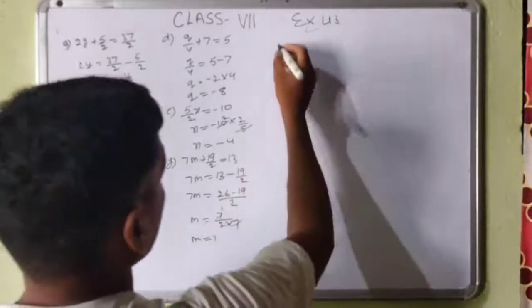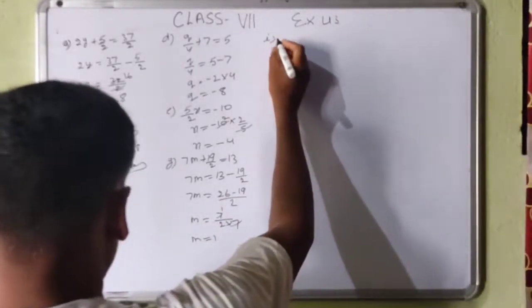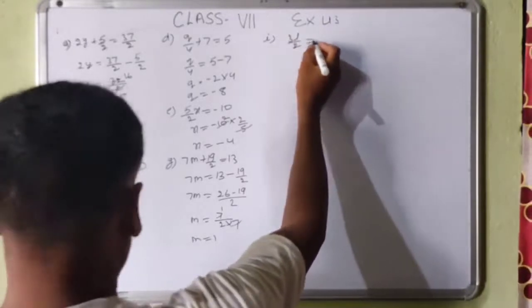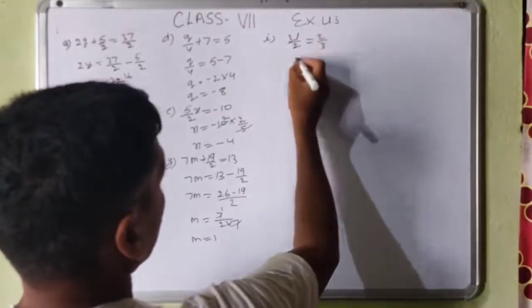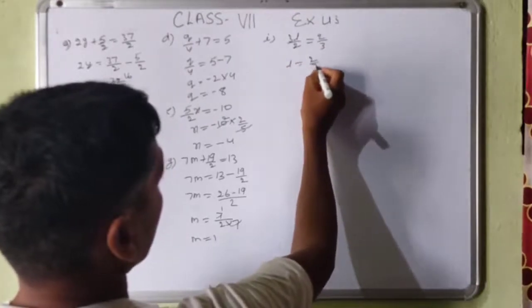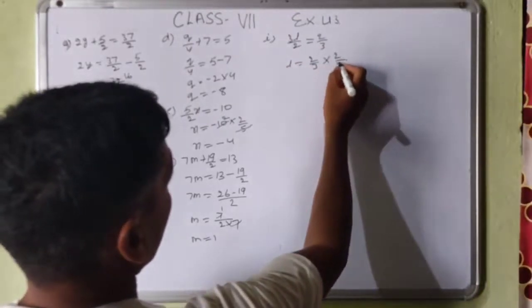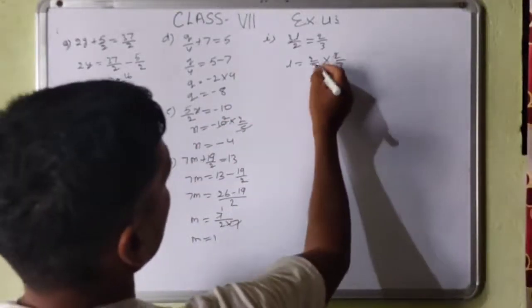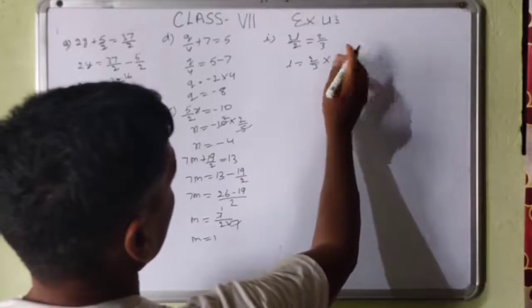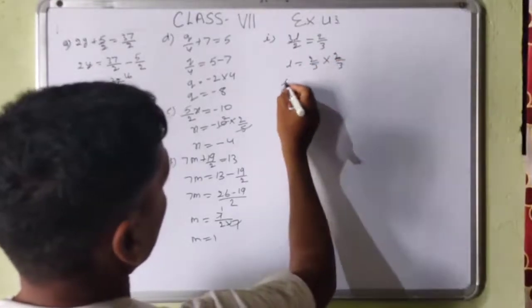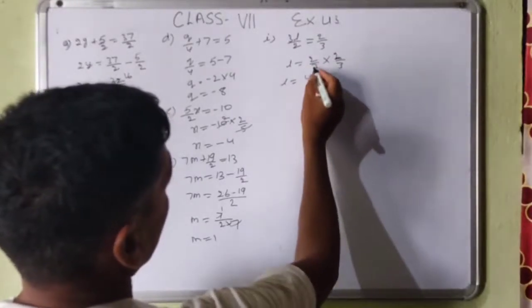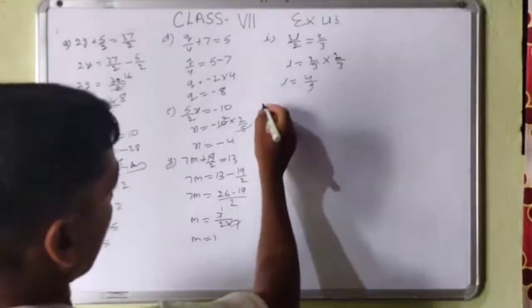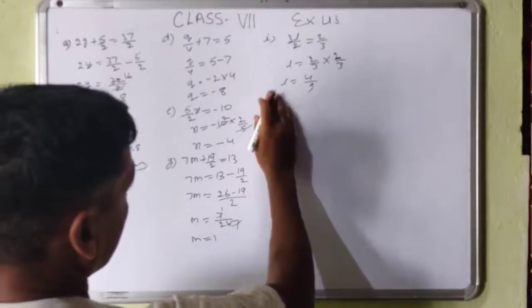I part, 3l upon 2 is equal to 2 upon 3. So l is equal to 2 upon 3 multiply 2 upon 3. That will also be by interchange. So 2 cancel, sorry, no, it can't be cancelled. l is equal to 2 twos are 4, 3 threes are 9. J part also see that.